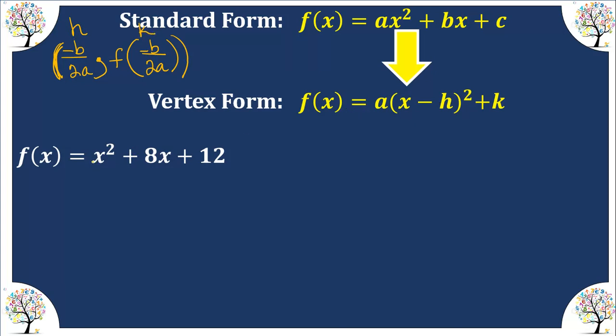So our a value in standard form is 1, so our a value will remain 1. We can see that the y-intercept is 0, 12. So let's find the x value of our vertex. Negative b over 2 times a. This gives us negative 4.